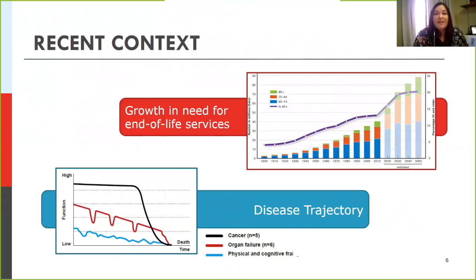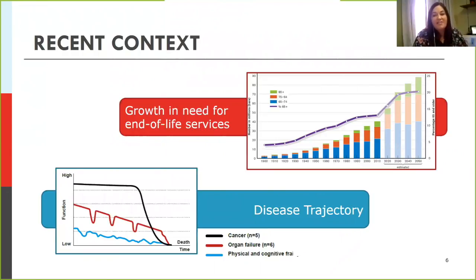It's also important to recognize the context of the fact that we live in an aging population. People are getting older, and so there's a growth in the need for end-of-life services, and really timely access in terms of when it's appropriate to start this conversation is really difficult. I think that's the other piece of context that's important to recognize.